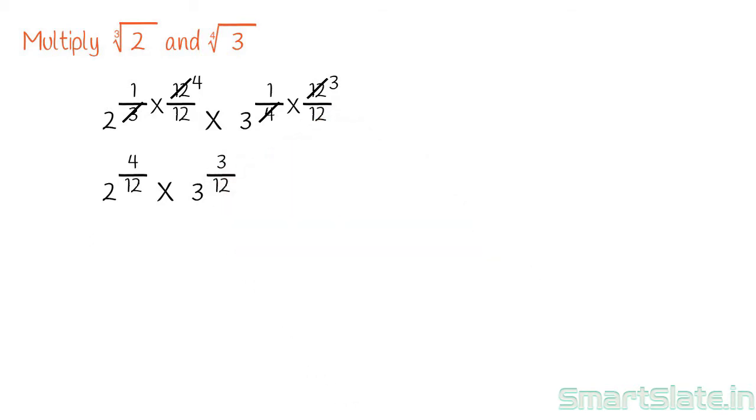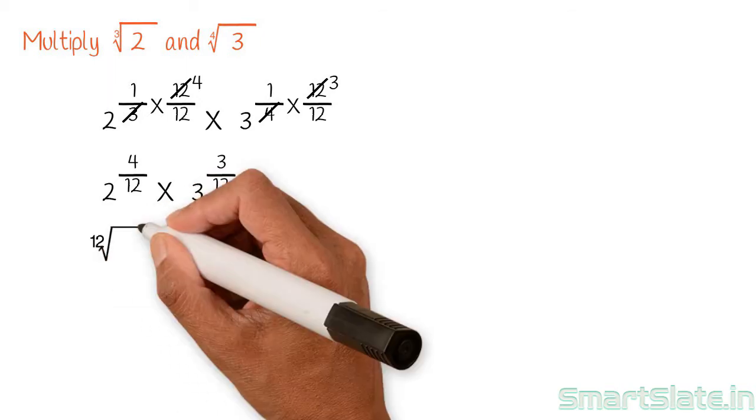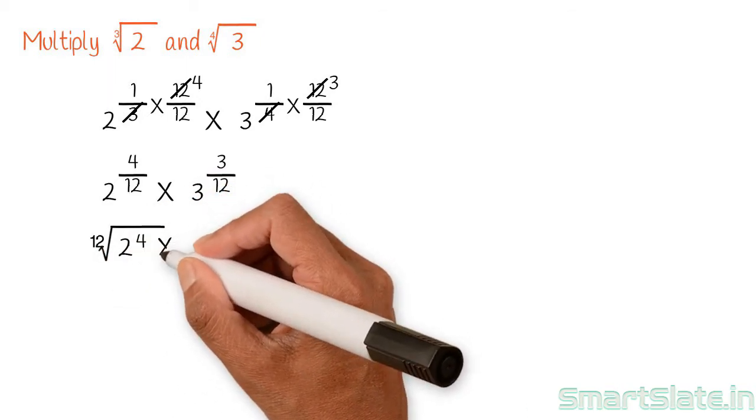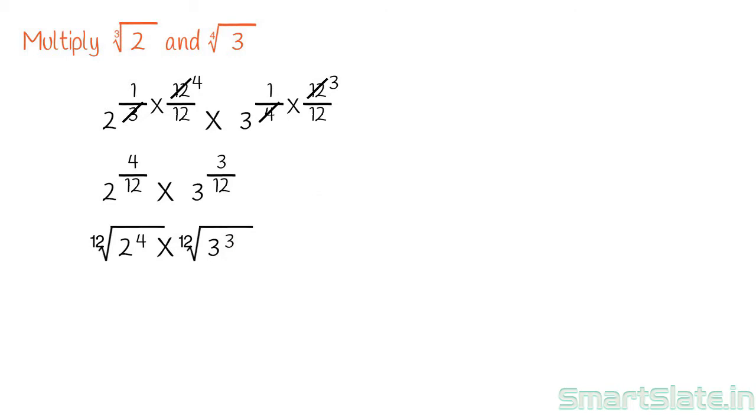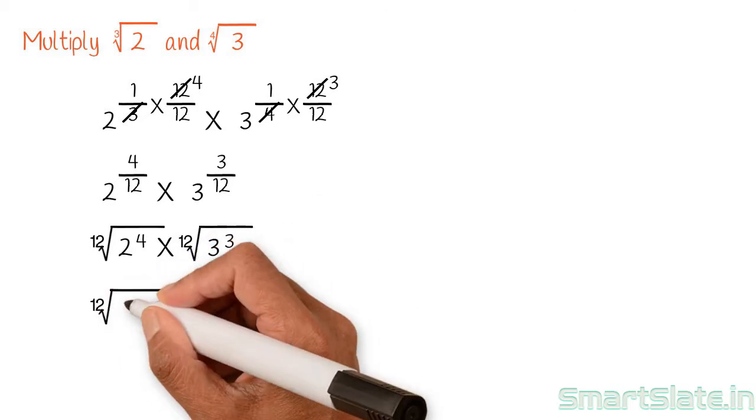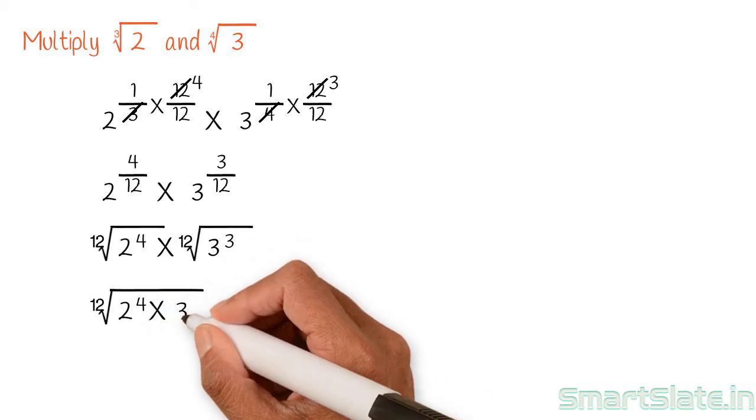This can also be written as 2 to the power 4 into 1 by 12 and 3 to the power 3 into 1 by 12. The next step is to write these index forms again into surds. It is 12th root of 2 to the power 4 into 12th root of 3 to the power 3. So it is 12th root of 2 to the power 4 into 3 to the power 3.